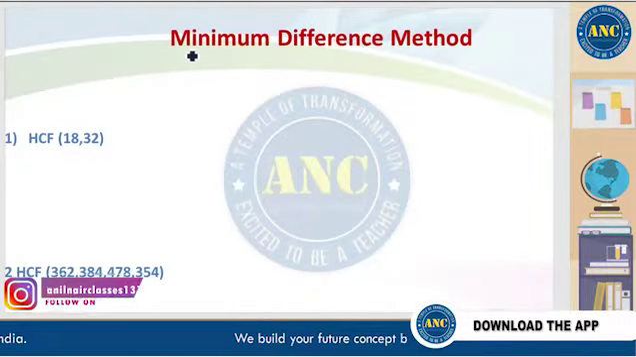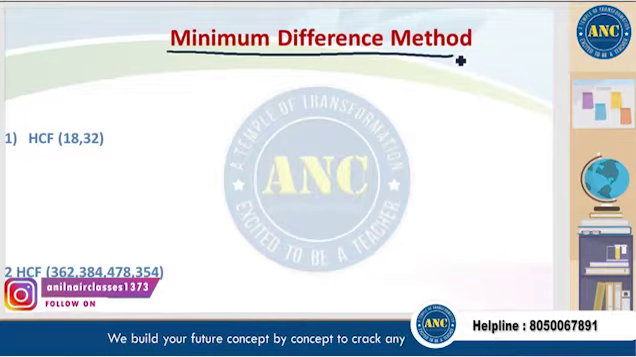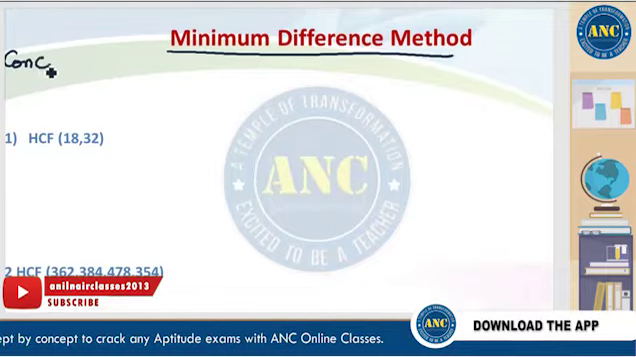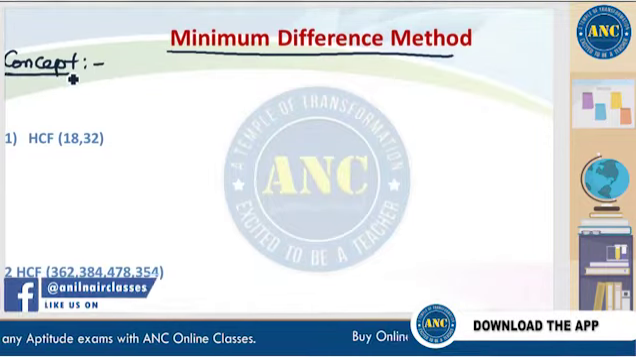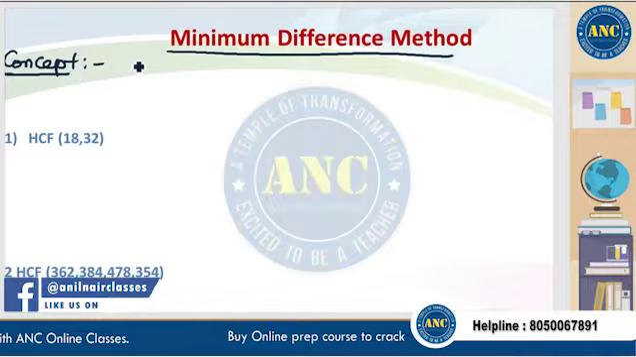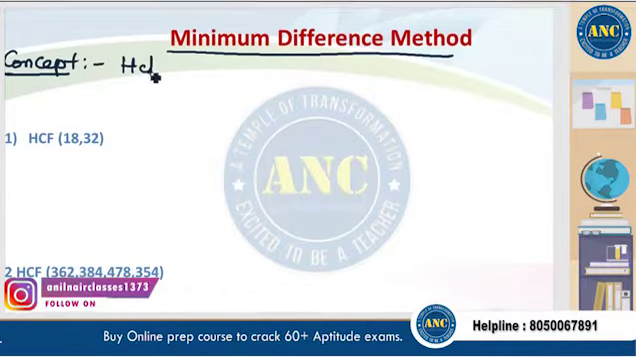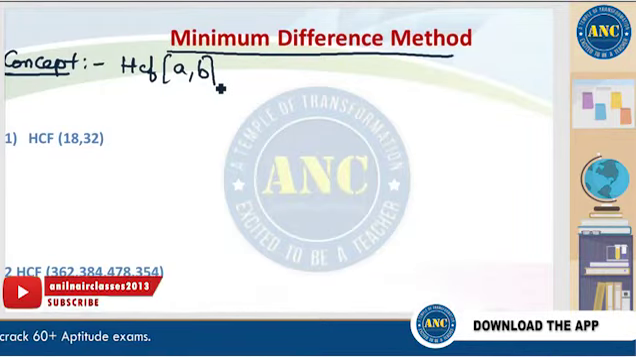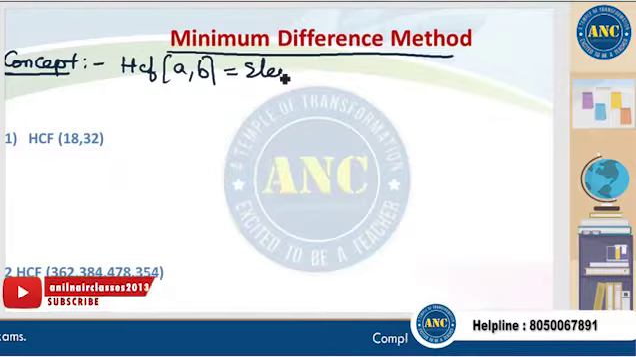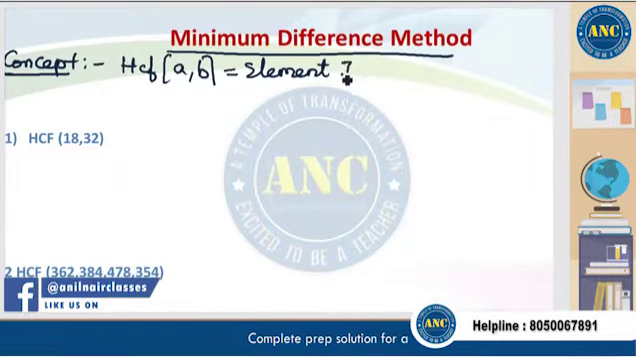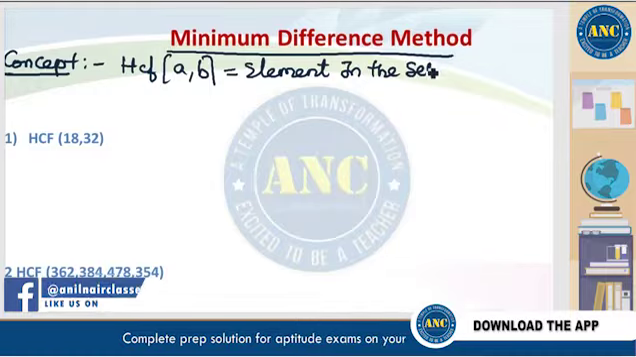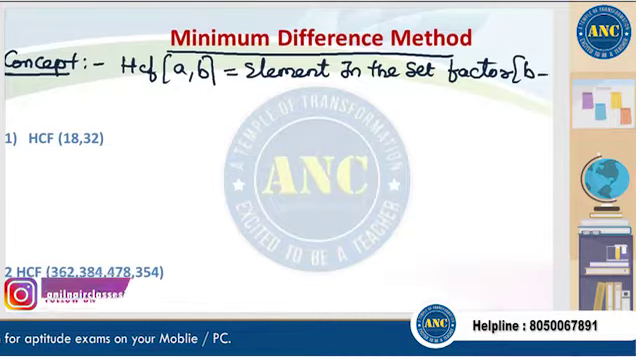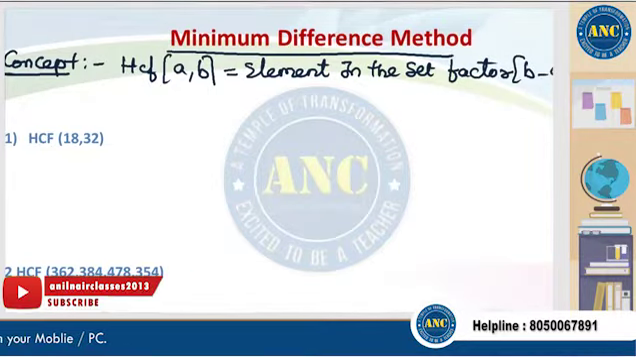Now, minimum difference method. Before we solve this problem, let us take the concept. Another way to find out the HCF. Concept: HCF of any two numbers, not only two, you can take more than two. HCF of any two numbers, the answer is an element in the set factor of B minus A. Please write down this concept.